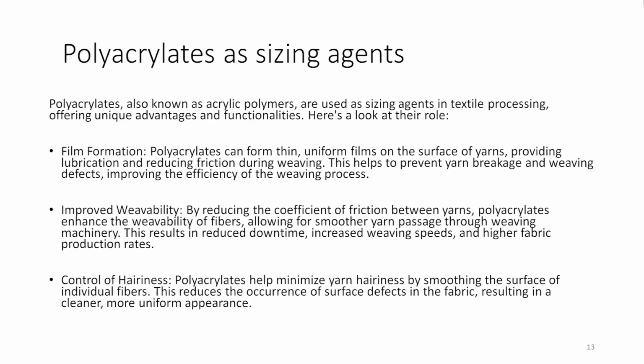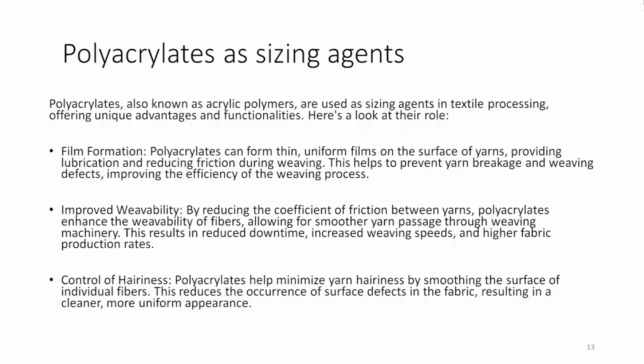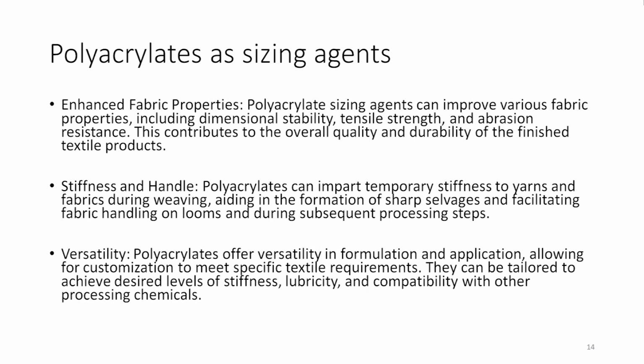So, if it is very smooth, it will weave very well. If it weaves very well and has a good speed, then increased weaving speeds will happen and higher fabric production will definitely take place. Control of hairiness. Polyacrylates help minimize yarn hairiness by smoothing the surface of the individual fibers. This reduces the occurrence of surface defects in the fabric, resulting in a cleaner and more uniform appearance.